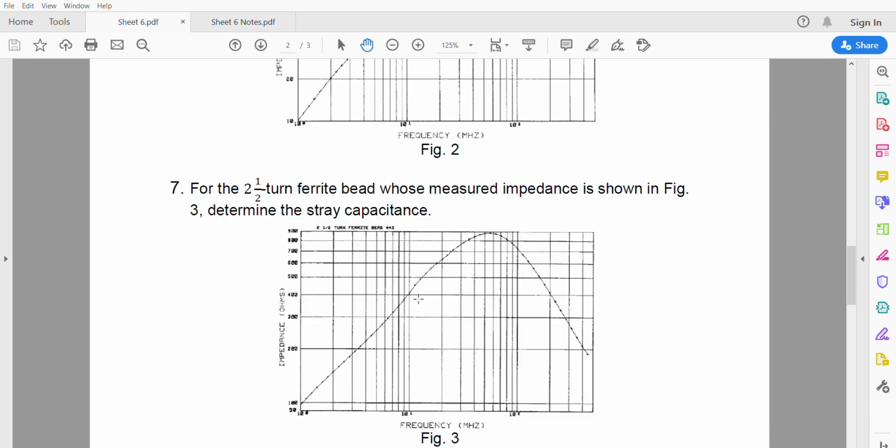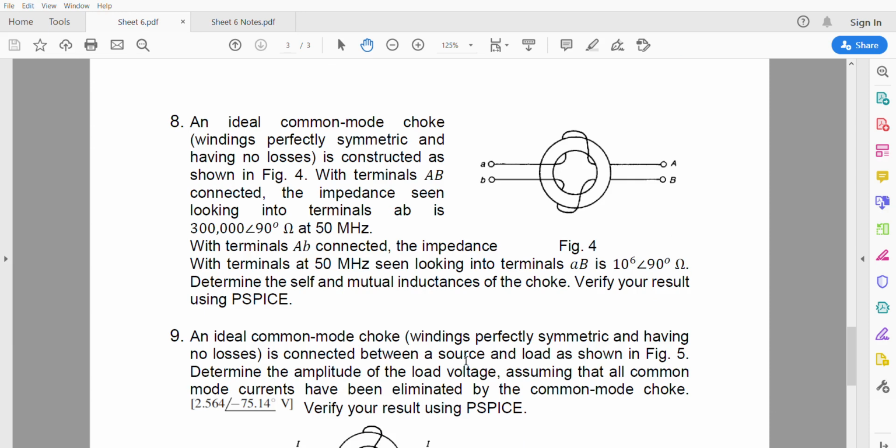Now I need you to focus on the following questions, as it's very important. So let's start with question 8. An ideal common mode choke is constructed as shown in figure 4 here, with terminals A, B connected. If we connect A, B, the impedance seen looking into terminals A, B from here is equal to 300,000 angle 90 at 50 megahertz.